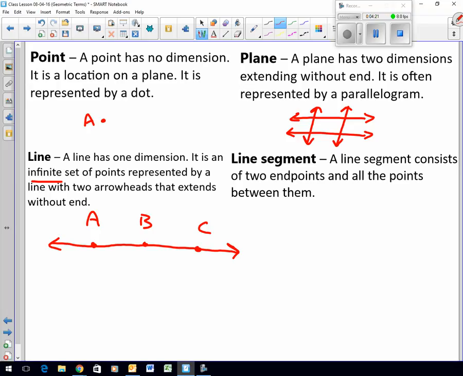True or false? A line ends. False. Okay, true or false? A line does not connect any points. False again, right? It connects points, it just never ends.